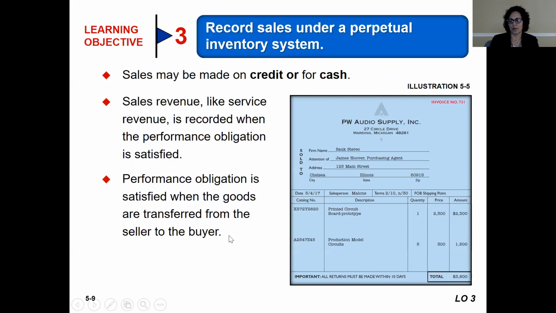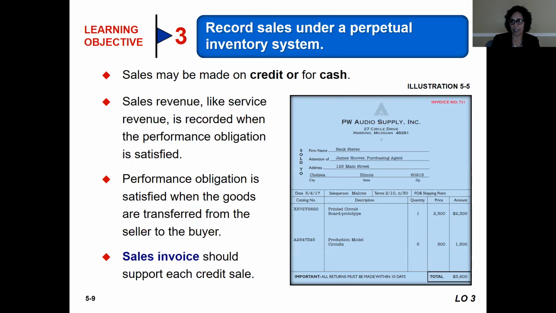That's in a merchandising business. And the sales invoice should be there to support each credit sale. Just as we had said for the buyer, the purchase invoice is required to support a purchase transaction, that is a credit transaction. Same thing over here. So all the terms and conditions we talked about still stay the same in this example that we are looking at.